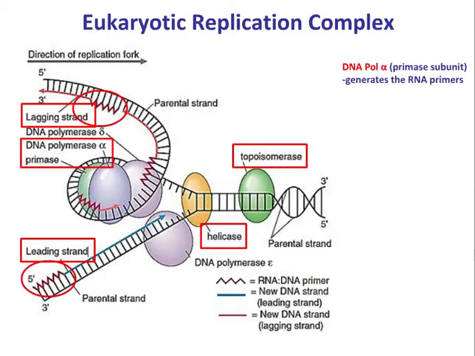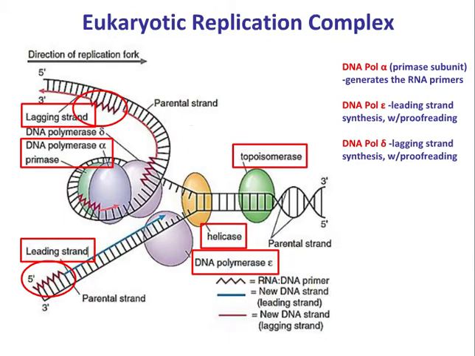DNA polymerase alpha has a primase subunit which generates RNA primers. DNA polymerase epsilon then takes over for the synthesis of DNA on the leading strand, while DNA synthesis on the lagging strand is carried out by DNA polymerase delta.